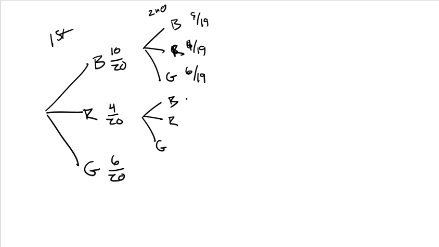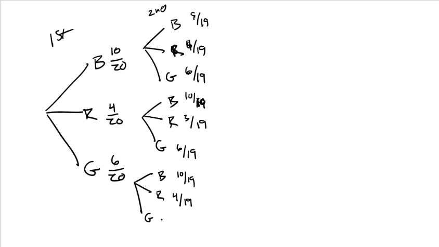If the first one's red, the second one being blue is 10 out of 20. Red would be 10 out of 19, I'm so sorry. 3 out of 19 for that second red. And then green would be 6 out of 19. And then again, if that first one was green, I could get blue, red, green. Blue would be 10 out of 19. Red would be 4 out of 19. And then a second green would be 5 out of 19.